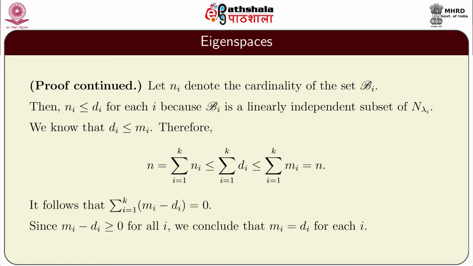But each of Mi minus Di is non-negative, and therefore, each summand must be 0, because a sum of finitely many non-negative integers is 0. So, each summand is 0 and therefore, Mi is equal to Di for each i.